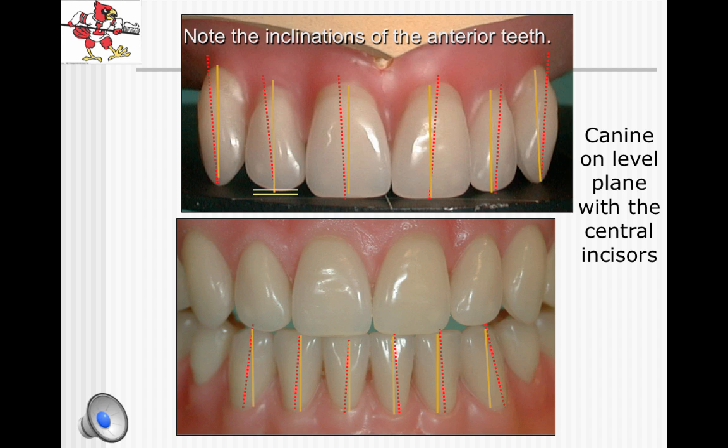The mandibular incisors show the central incisors have a slight mesial inclination of the crown. The laterals have a slightly greater mesial inclination, and the canines have the greatest mesial inclination. Note how this differs from the maxillary arch because you might be tested on that.